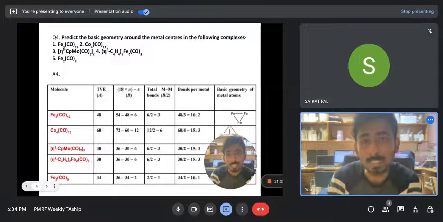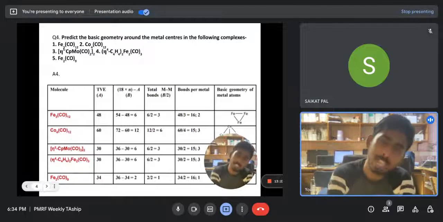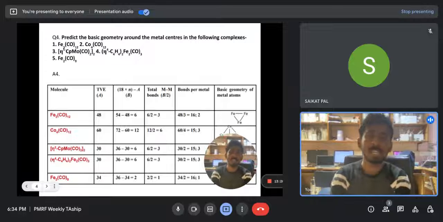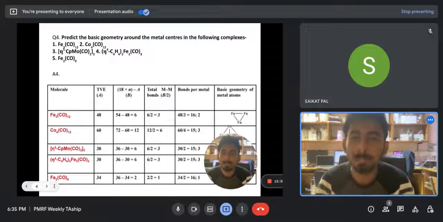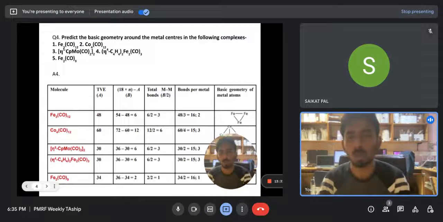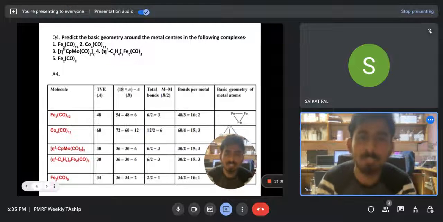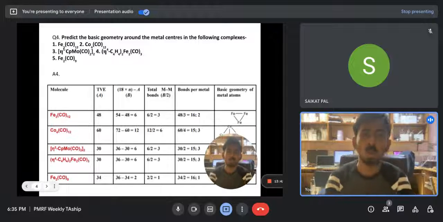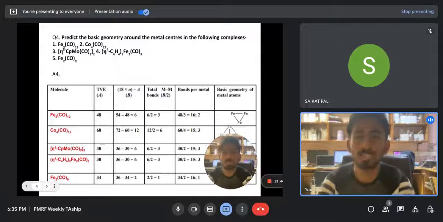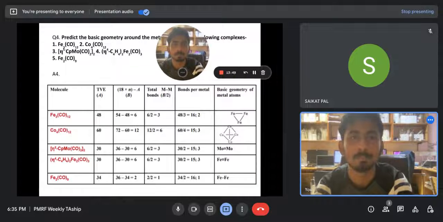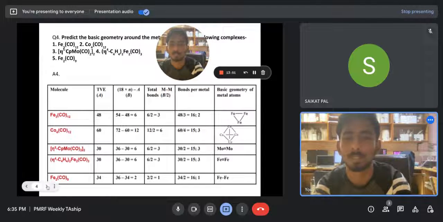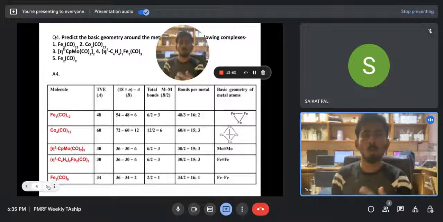Now, in this case, the question is: predict the basic geometry around the metal centers in the following complexes. Options are Fe3(CO)12, Co4(CO)12, (η5-Cp)Mo(CO)2, that is also 2, and (η4-C4H4)Fe(CO)3, and the last option is Fe2(CO)9. So we'll go one by one.